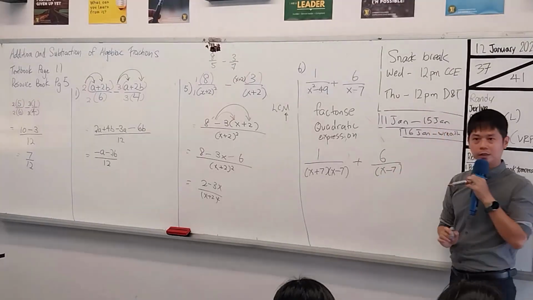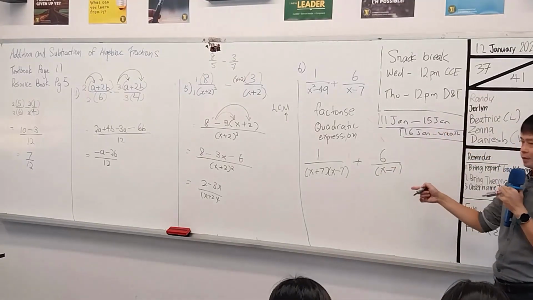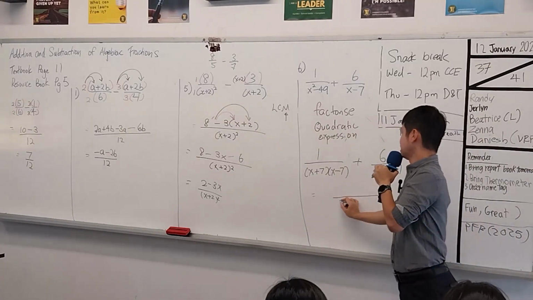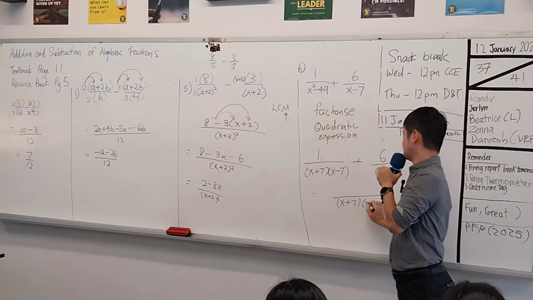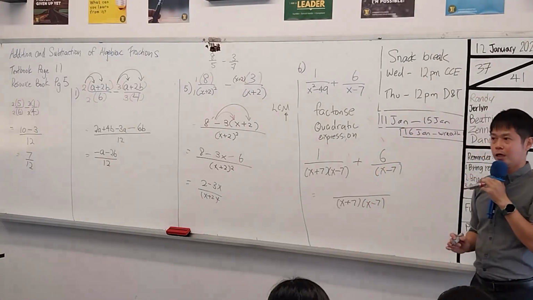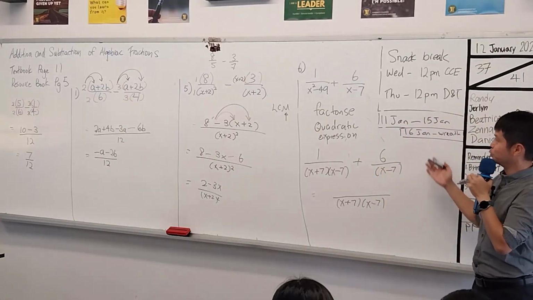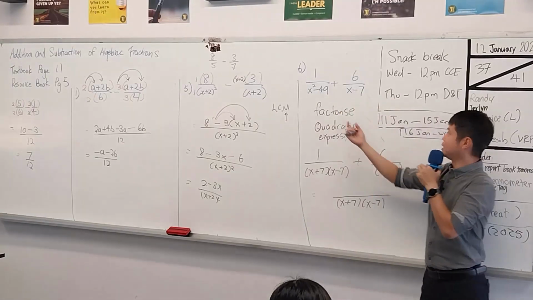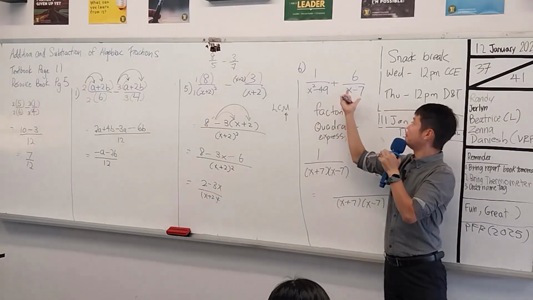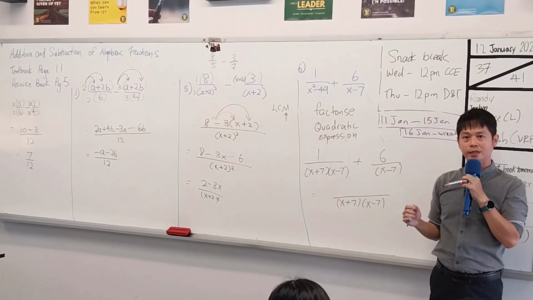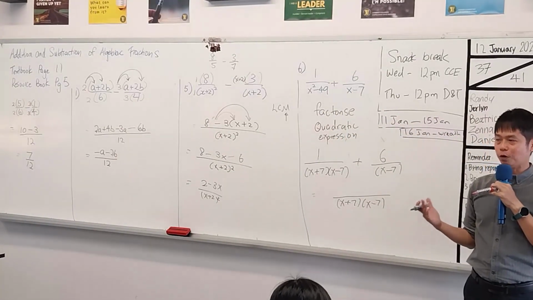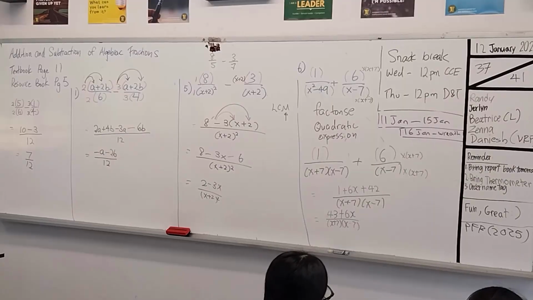What is the common denominator? Yeah. So the common denominator is actually x plus 7, x minus 7. If you did not do the factorization, your common denominator will actually be x squared minus 49 multiplied by x minus 7. The answer will be very, very complex. You will have a cubic term.